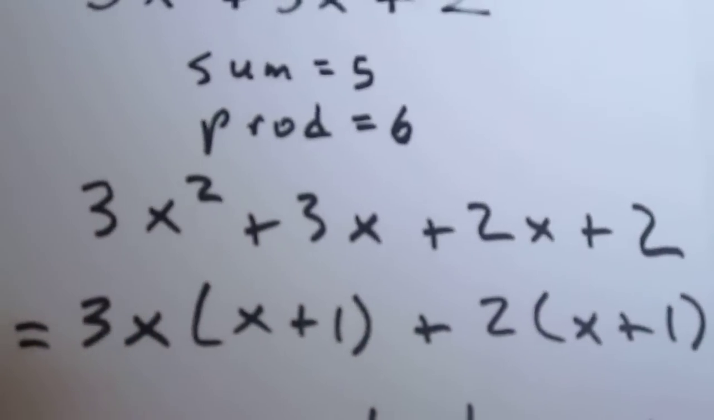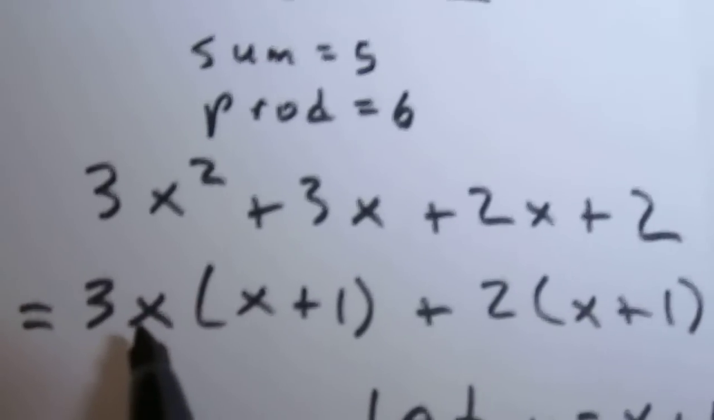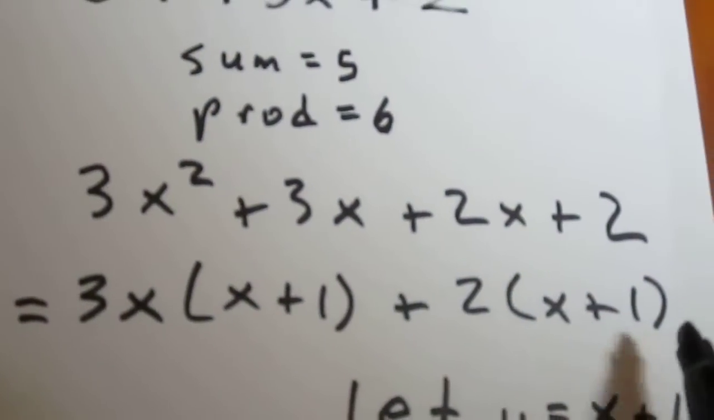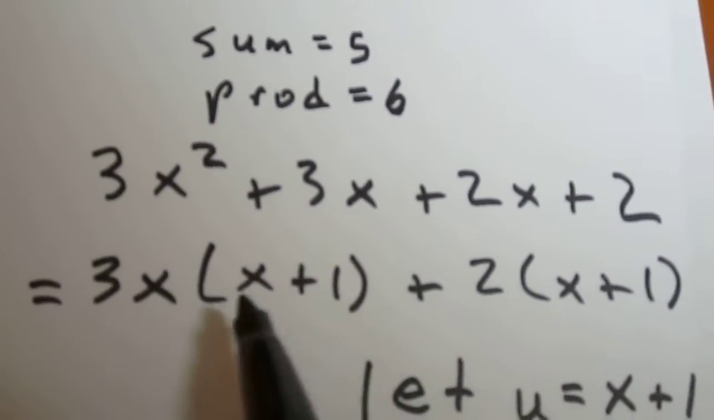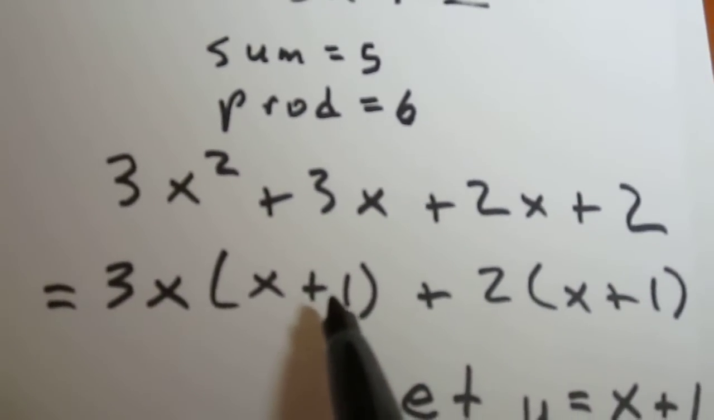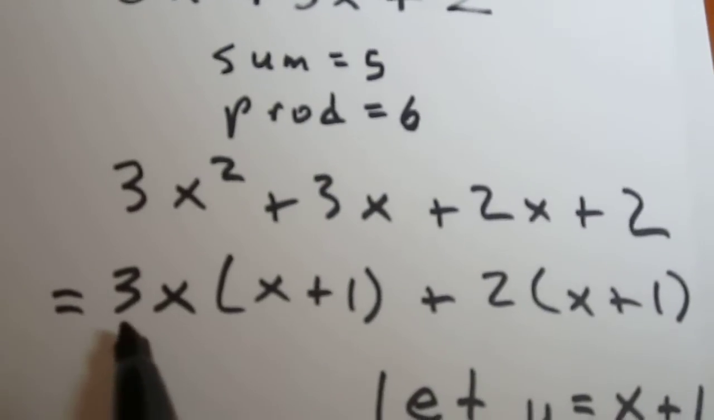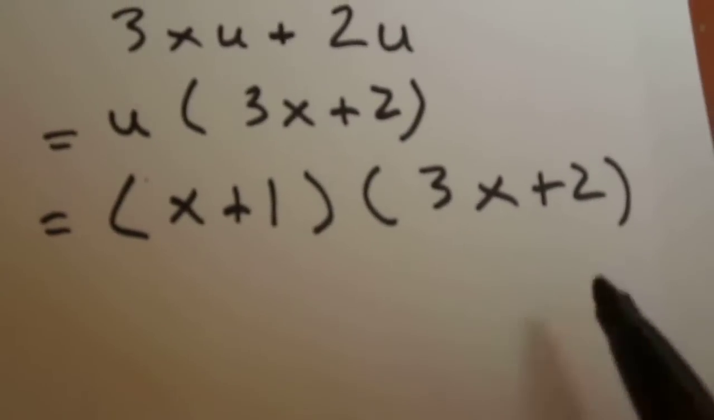And so a shortcut that people come to rely on is when they have the same binomial in each bracket, they make the first bracket whatever that binomial is, in this case x plus 1, and they make the second bracket the 3x plus 2. X plus 1 times 3x plus 2.